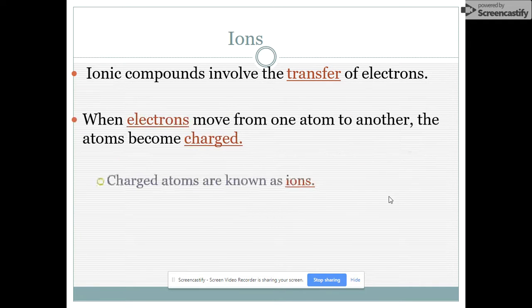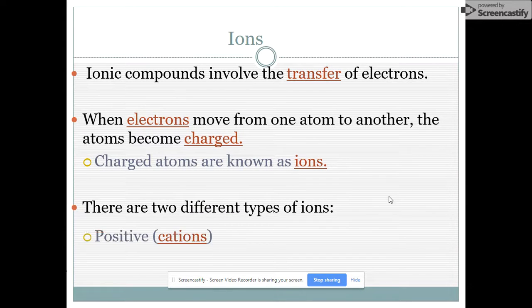So the new part comes in with our ions. Ionic compounds involve the transfer of electrons. Whenever electrons move from one atom to another, that means the atoms start to become charged. When an atom has a charge on it, either positive or negative, it's called an ion. We have two different types of ions.